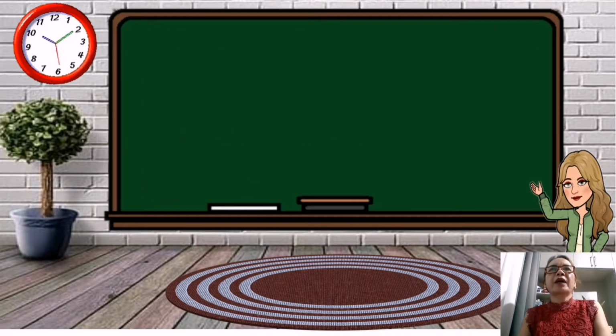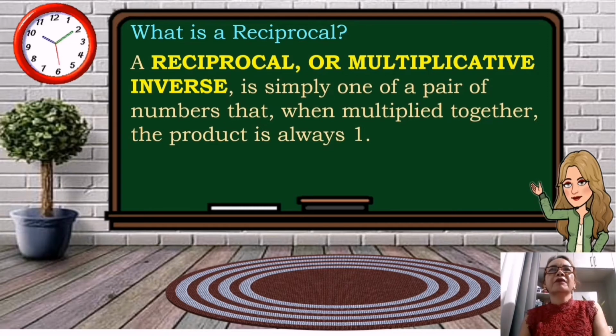The word reciprocal is mentioned in the rules for dividing fractions. So what is a reciprocal? A reciprocal or a multiplicative inverse is simply one of a pair of numbers that, when multiplied together, the product is always 1. And we have an example. The reciprocal of 4 over 6 is 6 over 4.